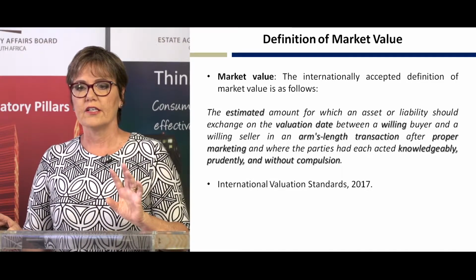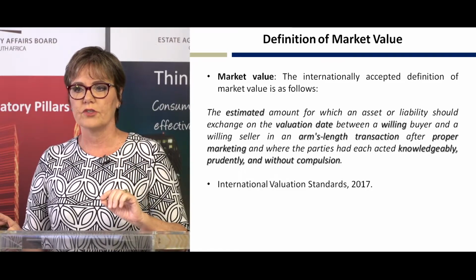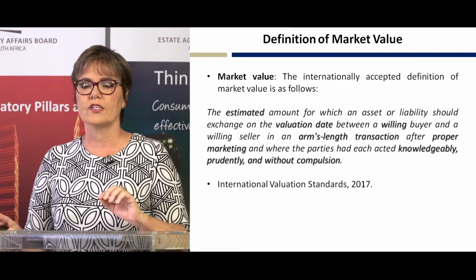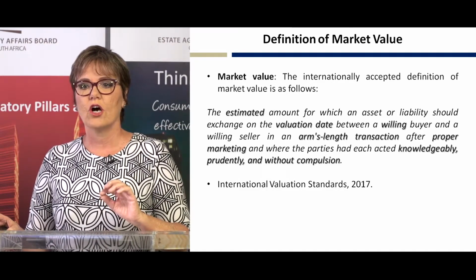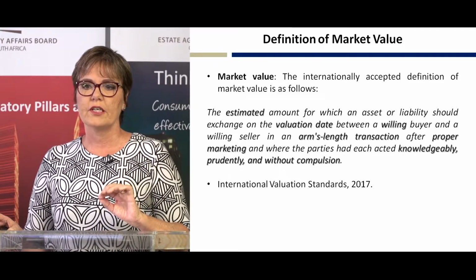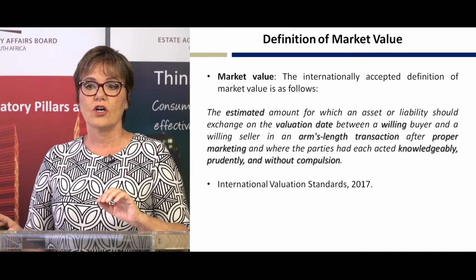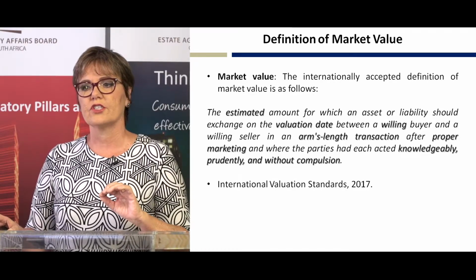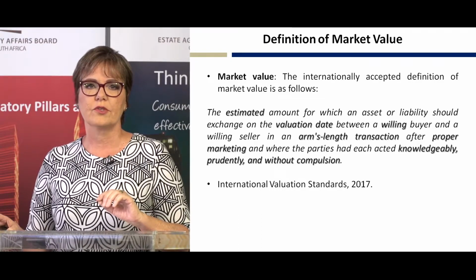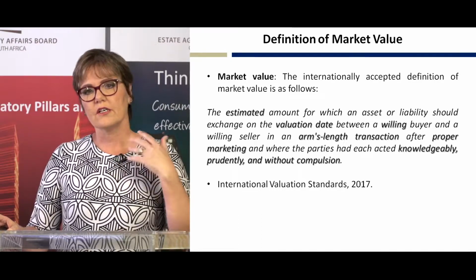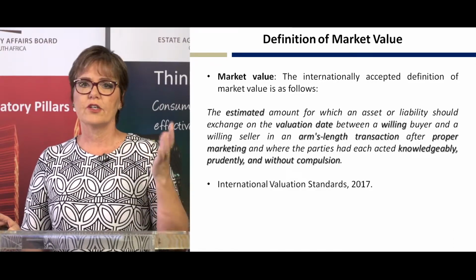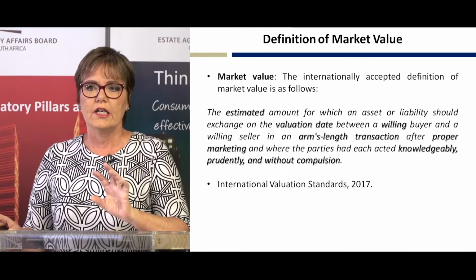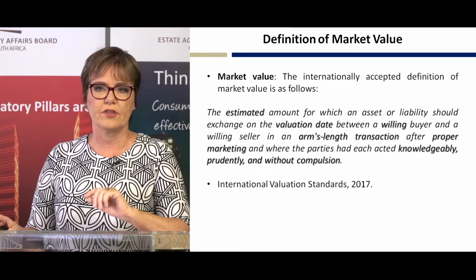So there I've highlighted what I deem to be the most important terms. It is the estimated amount for which an asset or liability should exchange on the valuation date between a willing buyer and a willing seller in an arm's length transaction after proper marketing and where the parties had each acted knowledgeably, prudently, and without compulsion. So keeping that definition in the back of your mind, we are going to look at the different methodologies and why we need to keep this definition in the back of our minds.